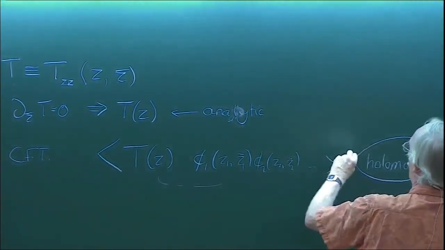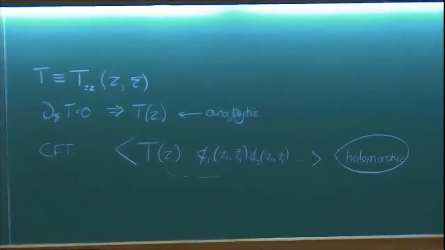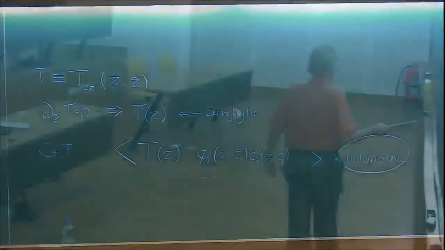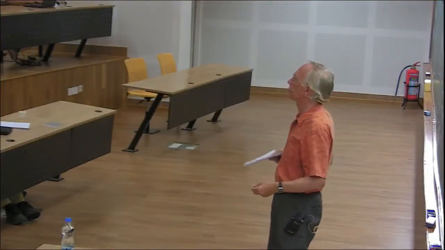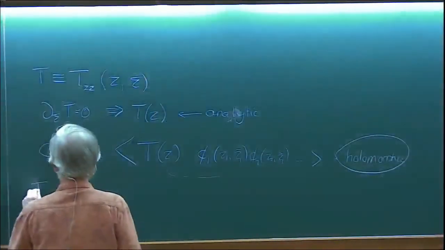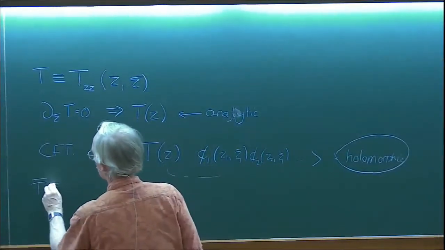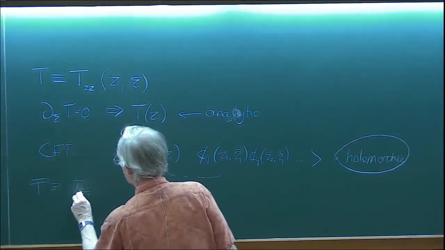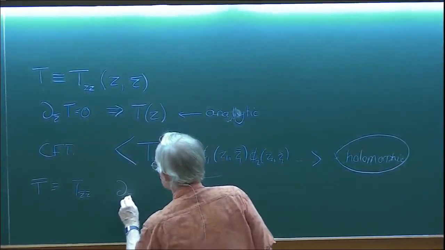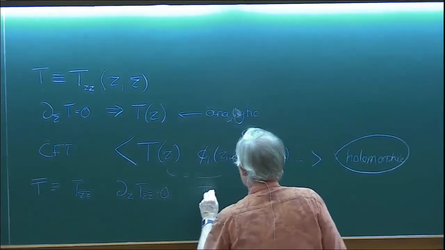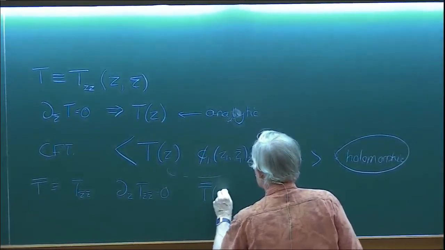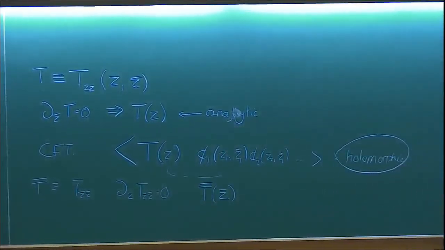So the whole advantage of using complex coordinates is that because of these particular properties of the stress tensor, we can use the whole power of analytic function theory. We can use Cauchy's theorem. We can use the residue theorem, all of that kind of thing. In the same way, if we look at the component which we define to be T bar, which is the Z bar Z bar component, then you can check that dz of T Z bar Z bar is zero. So therefore, T bar is a function only of Z bar. So it's what we call anti-holomorphic.